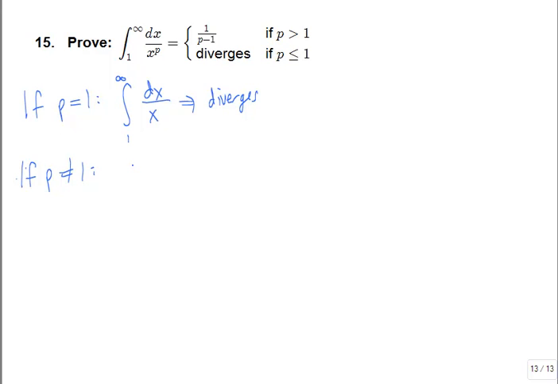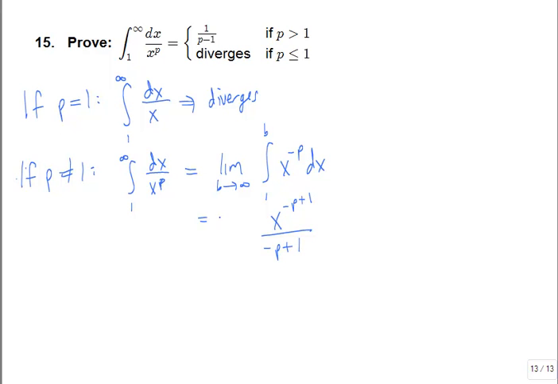So that means the integral that we're looking at is the integral from 1 to infinity of dx over x to the p, and that has an infinite bound. So let's change this to the limit as b goes to infinity from 1 to b, and I'm going to change 1 over x to the p to x to the negative p dx. So this antiderivative becomes x to the negative p plus 1. You add 1 to the power, and then you divide by the new power.